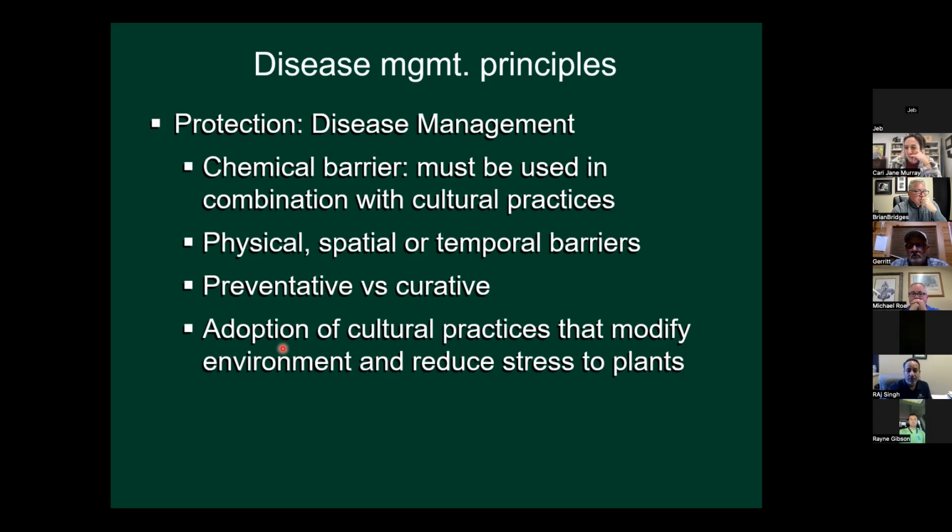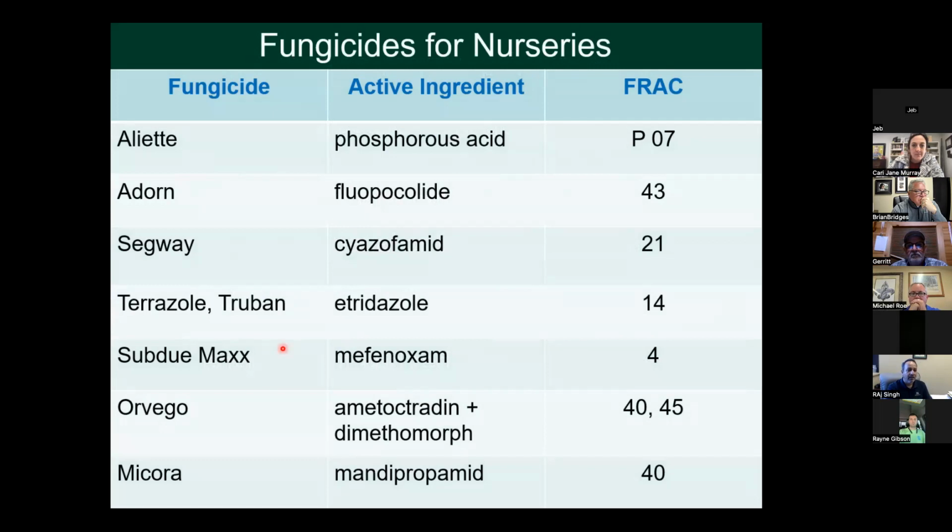But again, if you use the cultural practices that modify the environment and the microclimate around the plant, that will help the plant and reduce its stress, and you have higher chances of successful disease management. These are some of the fungicides listed especially for container nurseries. Some of them can be used in the landscape and greenhouse nurseries as well. I mentioned them because these are some of the most effective ones that we have registered here in Louisiana for container nurseries.